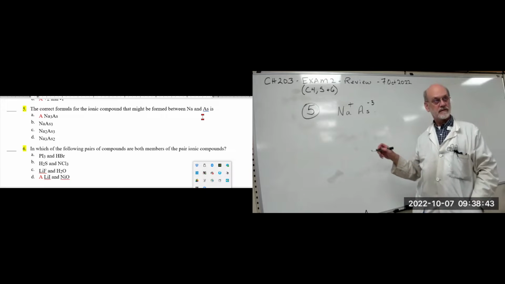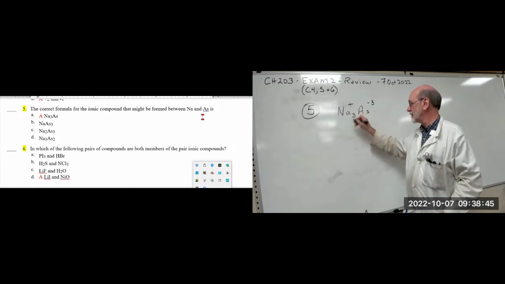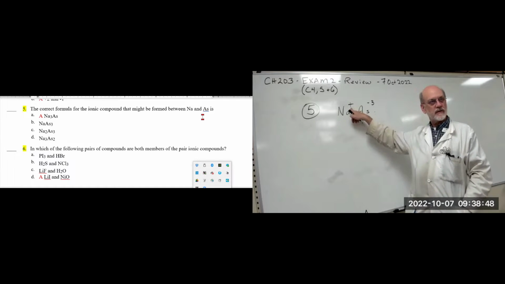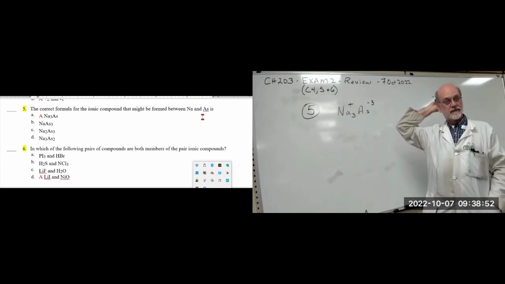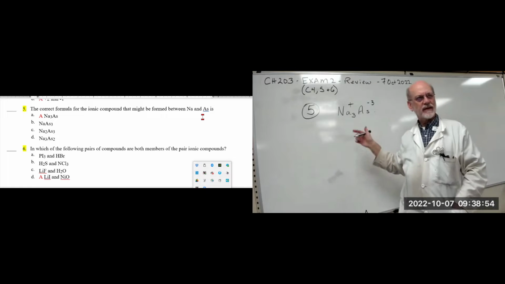With subscripts. 3 times +1 is a +3. Balance is a -3. Okay. Now, what do we call that compound?